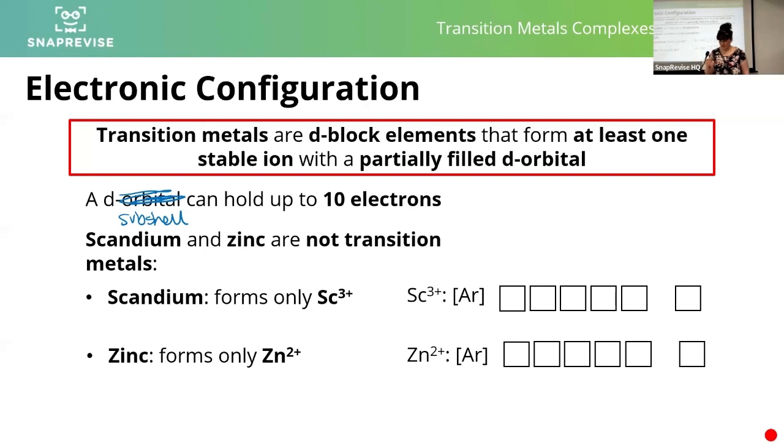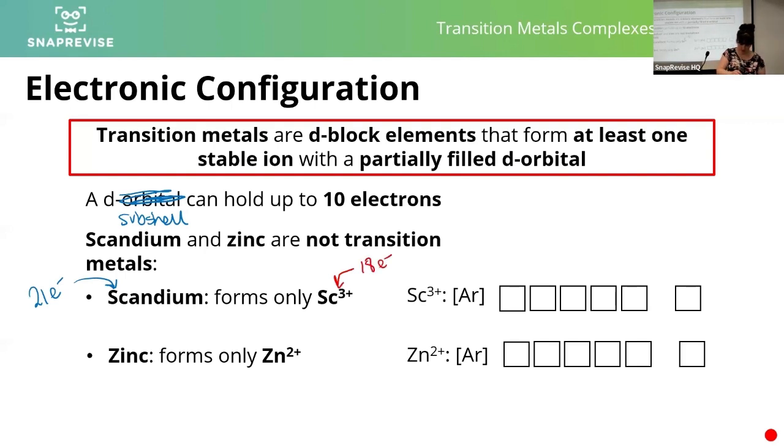Let's prove it to ourselves. Scandium, as an atom, has got 21 electrons. When it forms an Sc3+ ion, how many electrons has it lost? Or what's happened to its electron configuration? It's only got 18. It's lost 3 electrons. If you were to fill in the electron configuration for, actually, let's change colour for that one. Let's do that in red.